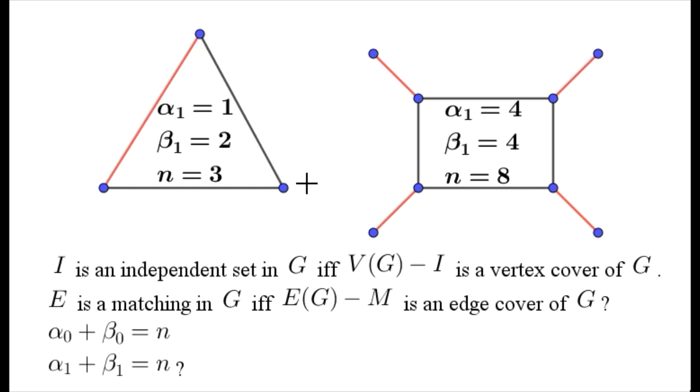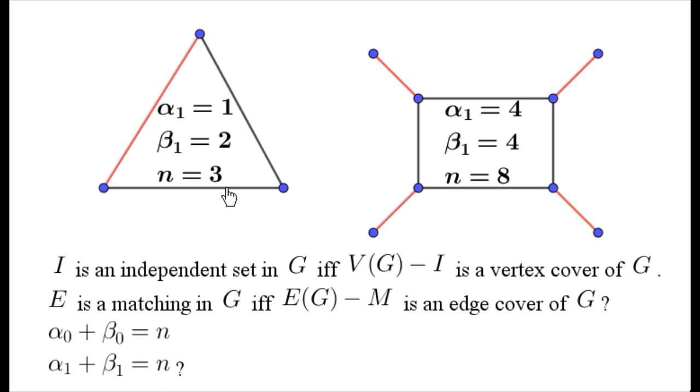Hello friends, the objective of today's tutorial is to establish the relation between matching number alpha 1 and edge covering number beta 1. So let's start with this particular example. Here, as you can see, if I select this particular red edge, then ultimately this is a maximal matching as well as a maximum matching, because I can't add anything extra. So the value of alpha 1 is 1.